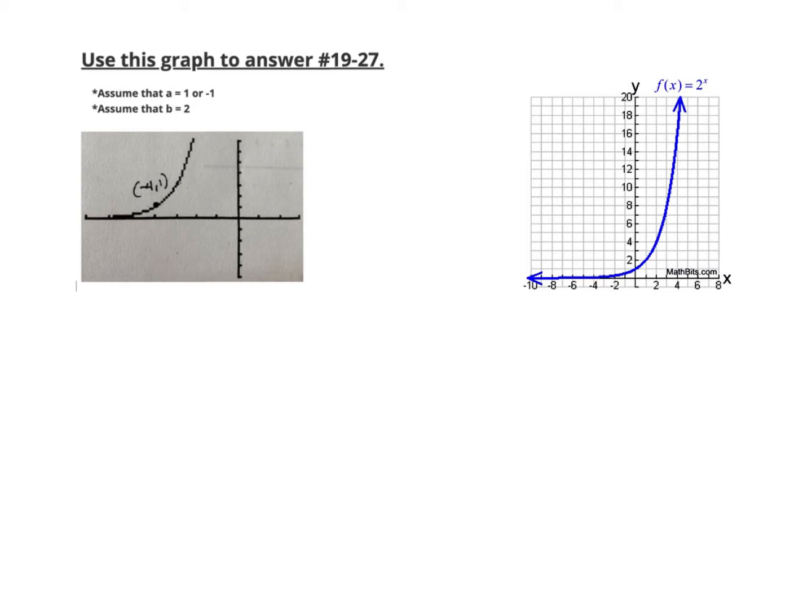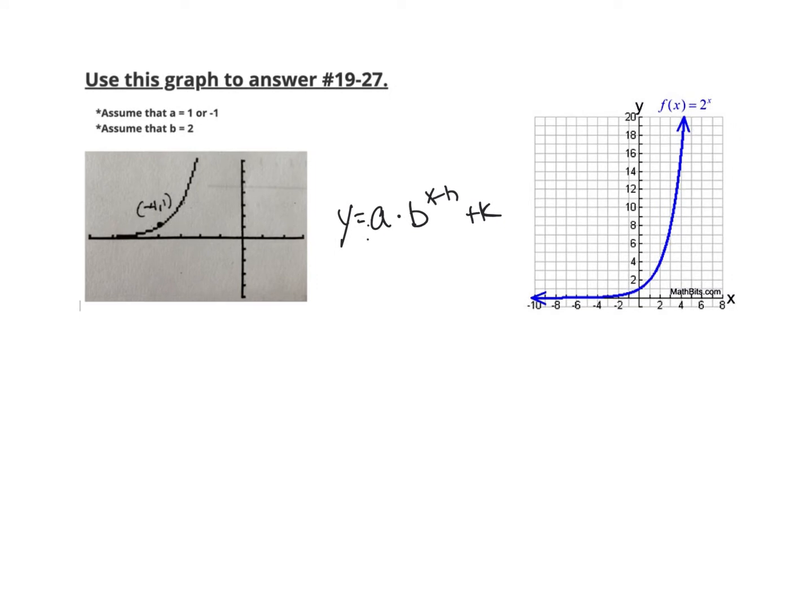So our equation now looks like y is equal to a times b to the x minus h plus k. If you watched the previous video about graphing exponential transformations, that should be fairly familiar to you. Just a reminder, a is our scalar, so we're going to be using the word scalar. And whatever is up here is our exponent, because we're going to be referring to both of these things.